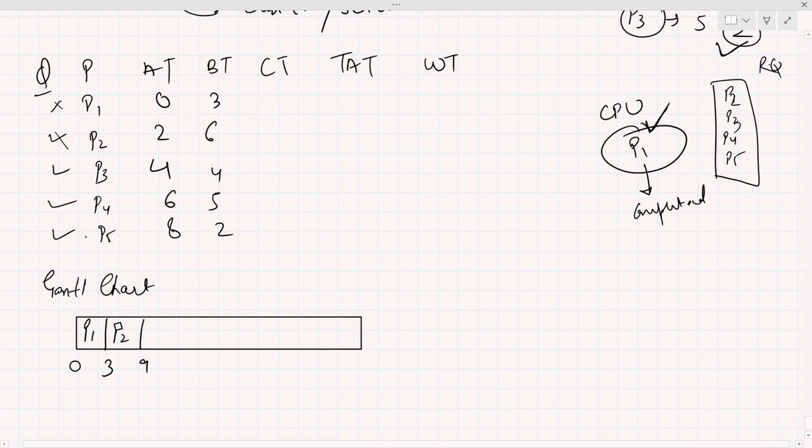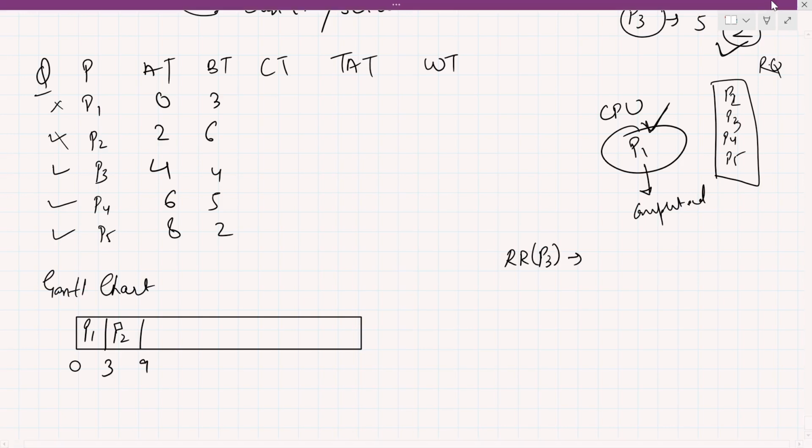Now we have to select the process according to the response ratio. How do we find the response ratio? We have to find the response ratio for all the remaining processes. If there are 10 processes, then we have to find the response ratio for all 10 processes, and whichever has the greater response ratio, we will select that process. So for P3, first of all we calculate the waiting time.